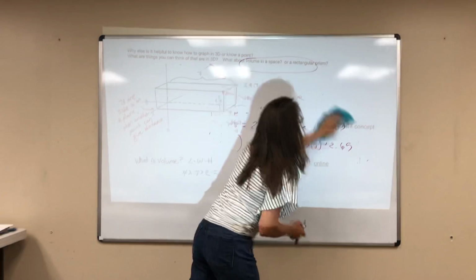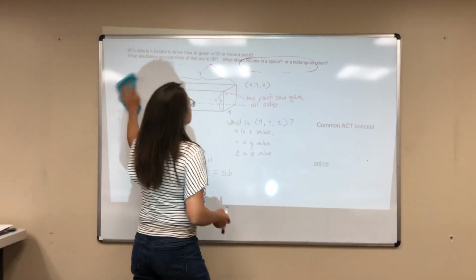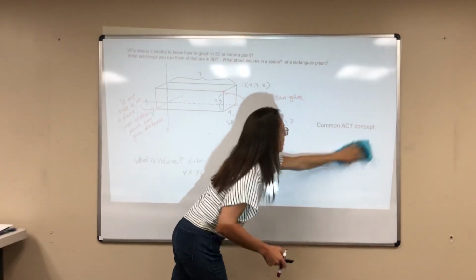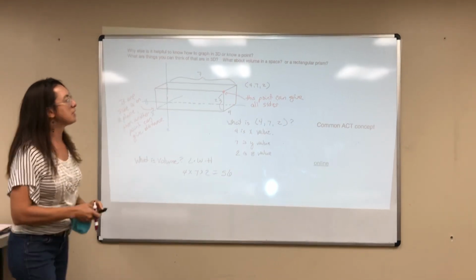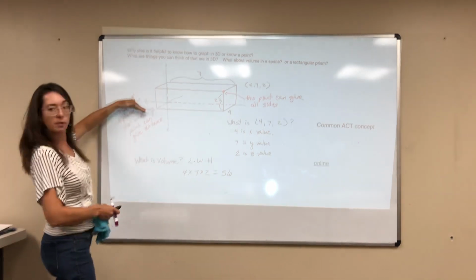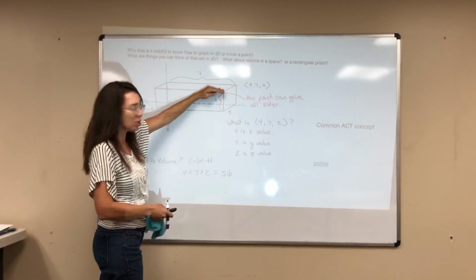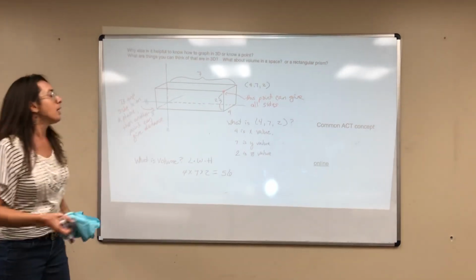Right, now, so spatially, we showed a little bit. Why else is it helpful to be able to graph something in 3D? Okay? So if I have this point, 4, 7, 2, I go up 4 on my x-axis, over 7 on my y-axis, and then up 2 on my z-axis. I've got this guy here.